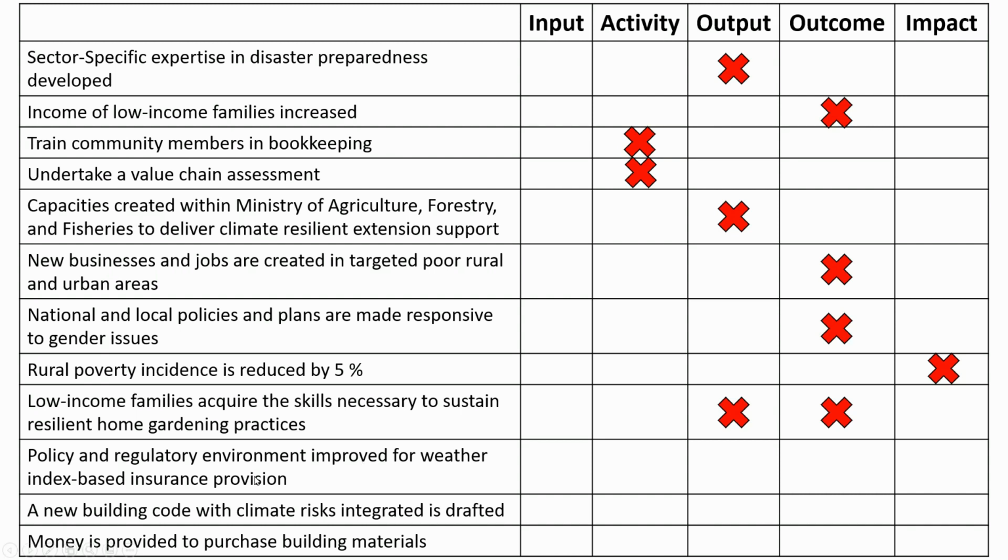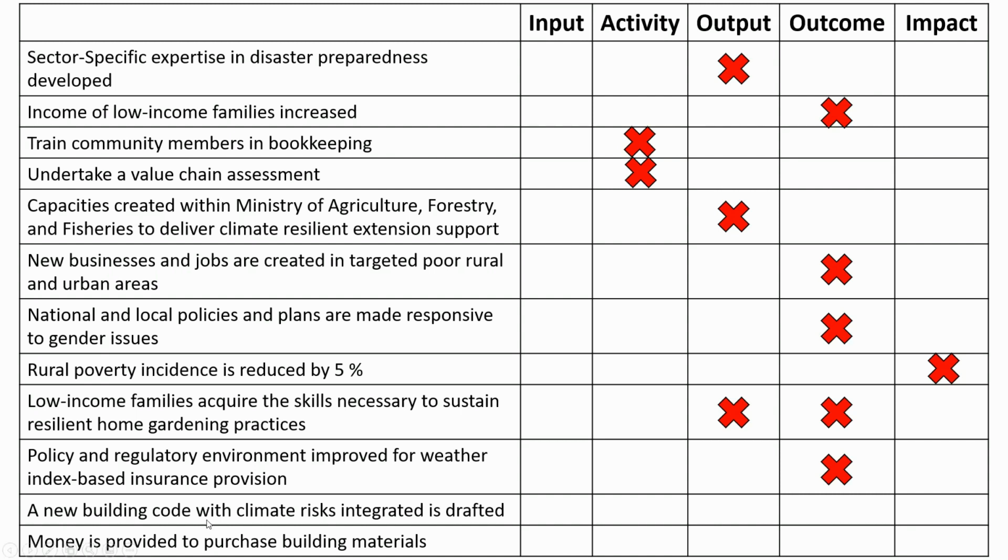And by improving the policy and regulatory conditions, the environment for that, what we're doing is making it easier for private sector actors to enter into this field, to start to offer weather index-based insurance provisions. So this is an outcome. This is a change in enabling conditions.